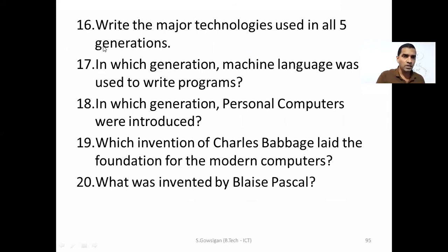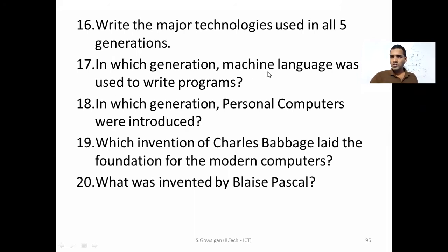Write the major technologies used in all 5 generations. You know that, right? Major hardware component. In first generation, vacuum tube. Second generation, transistor. Third generation, IC, integrated circuit. Fourth generation, VLSIC or LSIC. Fifth generation, ULSIC, ultra large scale integrated circuit.